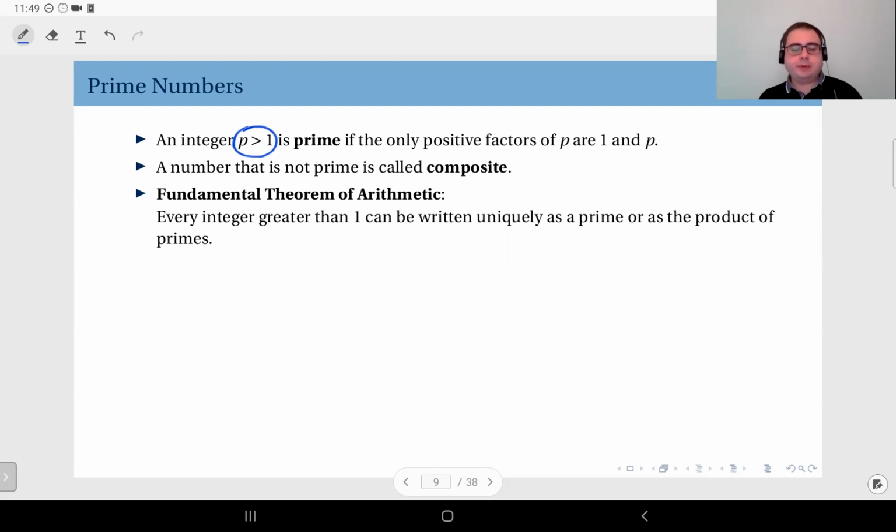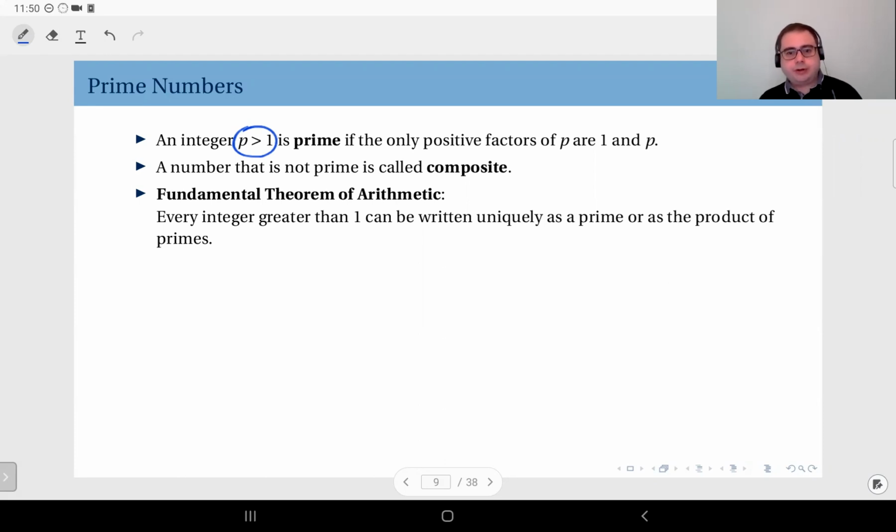The smallest prime number is 2, and 2 is also the only even prime number. A number that is not a prime is called a composite number. This means a composite number has factors apart from 1 and itself. Therefore, it can be written as a product of other numbers than itself. Okay? So here is the fundamental theorem of arithmetic.